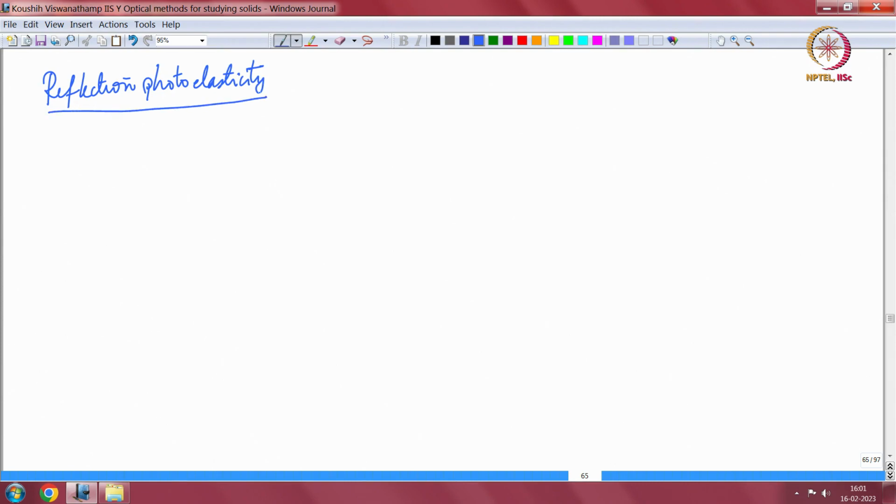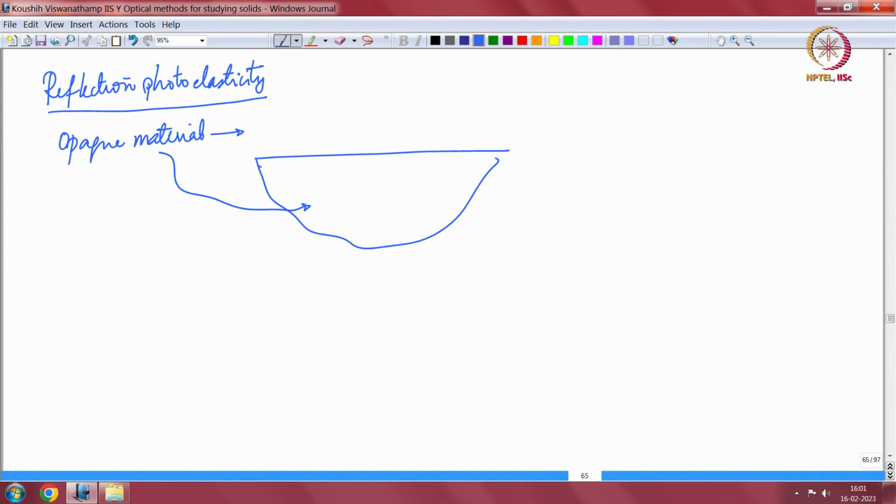Naturally, the name sort of gives it away. The idea is very simple. If you have an opaque material, let us say this is my opaque material and I want to evaluate what strains or stresses this material is being subject to, I coat it with a birefringent transparent material, and I coat it in such a way that there is perfect bonding at the interface between the two.